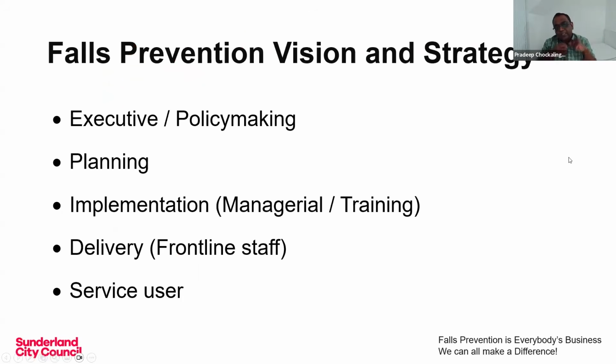So it starts from a high executive level, then comes to the planning level and implementation, that is from a managerial level, various levels of managers like team leaders, and a training point of view. Then it comes to the frontline staff who deliver the service to the service user, and how it reaches the service user. So I will cover the strategic and leadership point of view, and on the way I will give you examples and some clues, tips and secrets of the trade for everyone. So it will be covering from top to bottom.